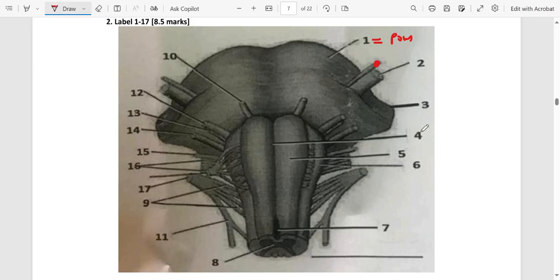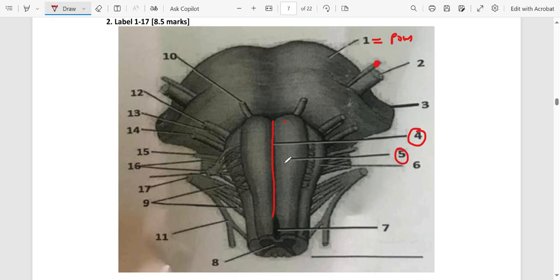And then what is number 4? This space that is in the middle in the medulla, what do we call it? Yes, the anterior median fissure, right? Or the ventromedian fissure. And then on the sides of the ventromedian fissure, we have got this structure. What do we call it?